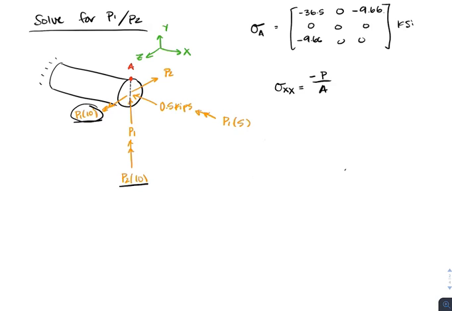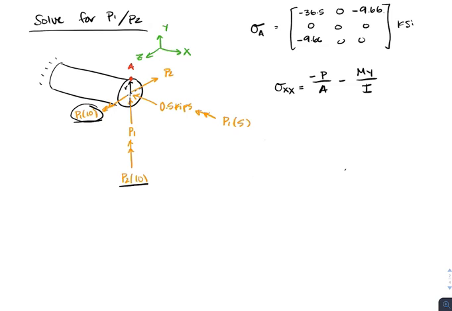So when we move, since this is acting at a radius of r, we're going to have, and then if you use the right hand rule and you put your thumb in the direction of that moment and then twist, you can see that the top of that section is going to be in compression. So that's going to mean we're going to have a negative My over I.